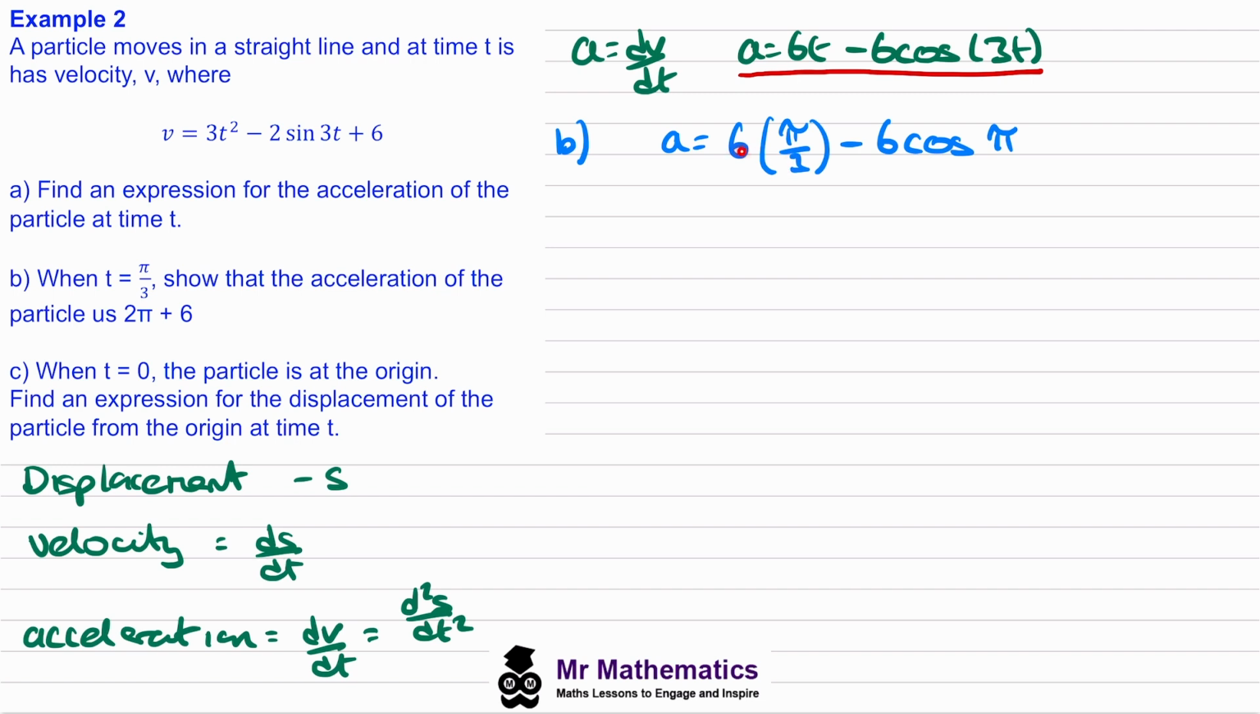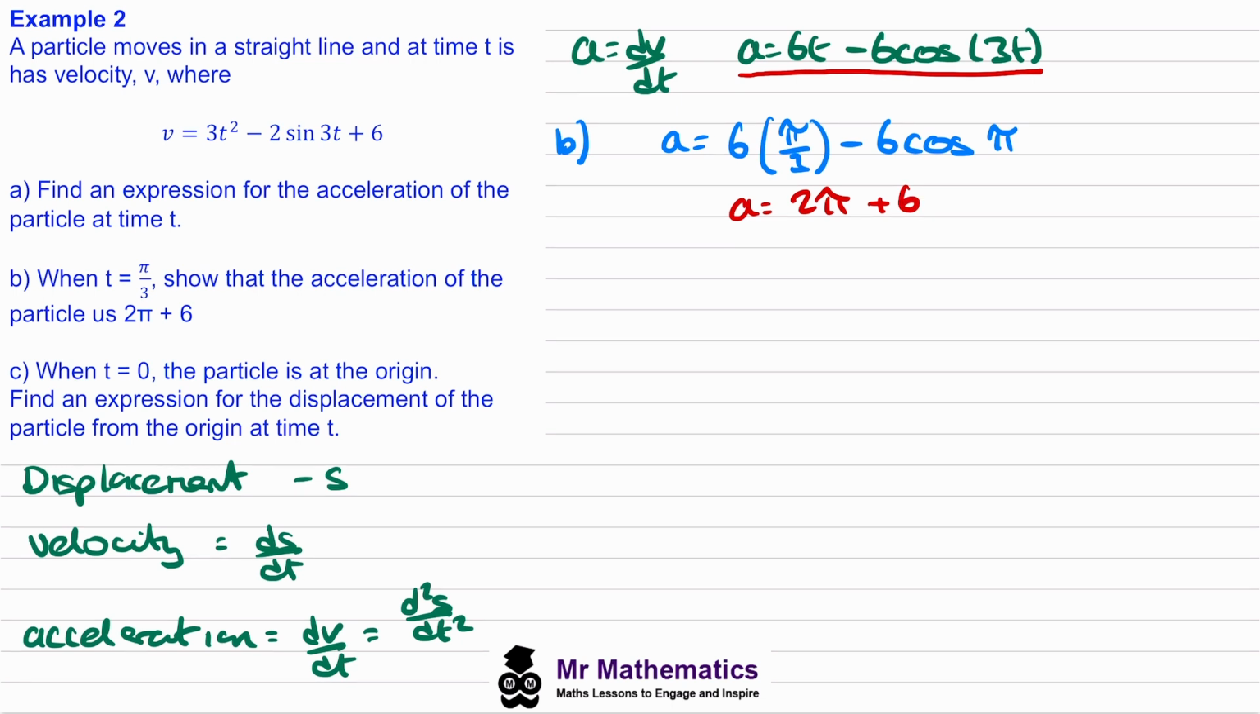We can simplify this fraction. The 6 and the 3 will cancel to make 2. So A will be equal to 2 pi. And then because cos pi is negative 1, times this by negative 6, and we get plus 6.